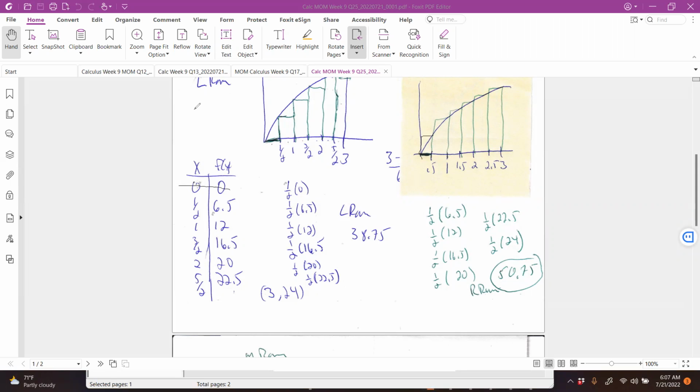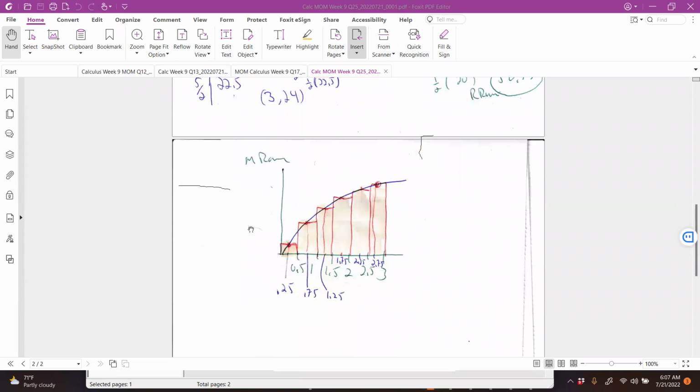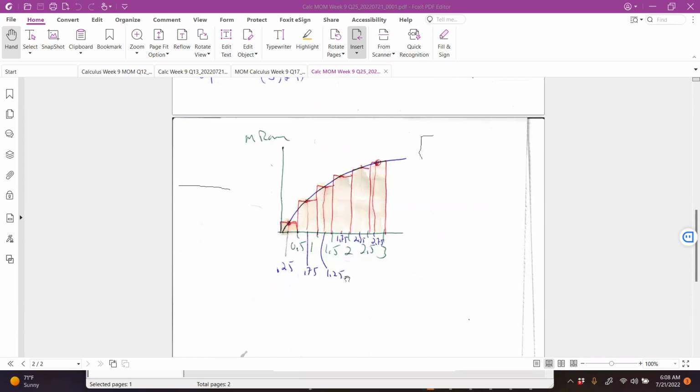What I did here is I started this, but I didn't quite finish it. I sketched in the curve again, and then I found the halfway points, the midpoints of each of these intervals. See the 0.25, the 0.75, and the 1.25. So now I've got to find new values: f of 1/4 and f of 3/4, and so on.